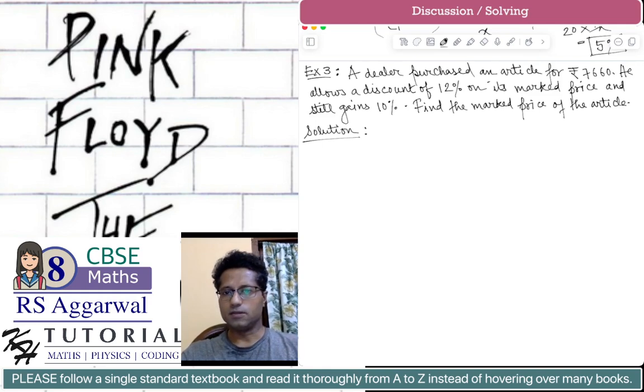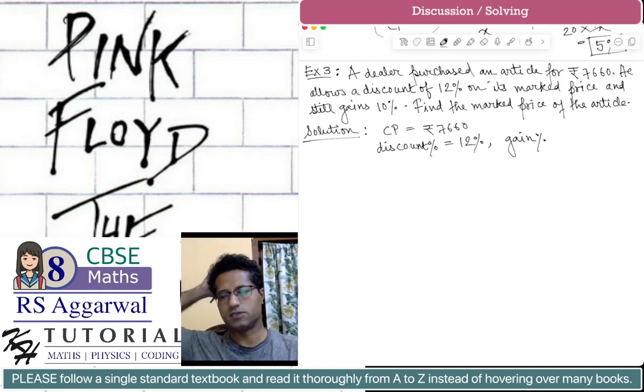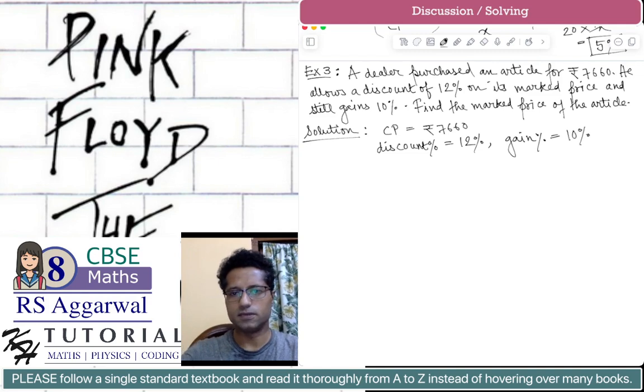So what is given? A dealer purchased, that is, the cost price of the article for the dealer is given to be rupees 7660. Discount percent is given to be 12%. Let's write down what all information is given, and there is a final gain percent, based on the final selling price and the cost price. Gain percent is given to be 10%, and we are asked to find the marked price of the article.